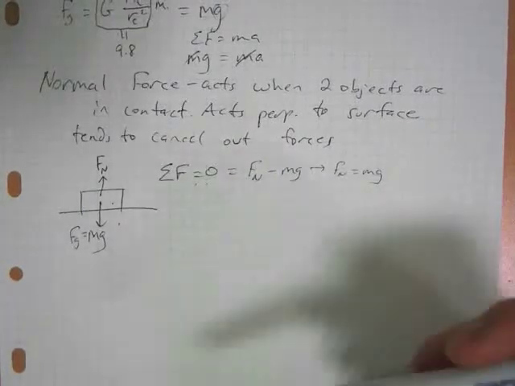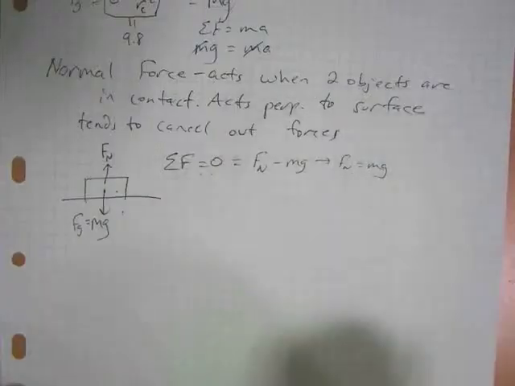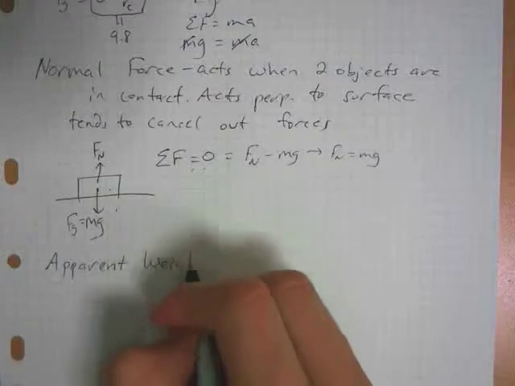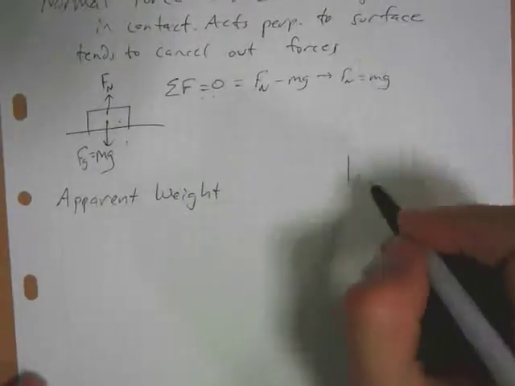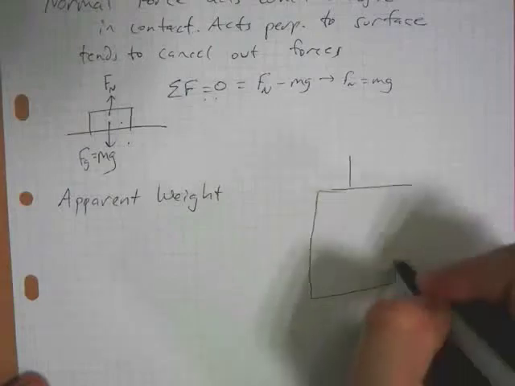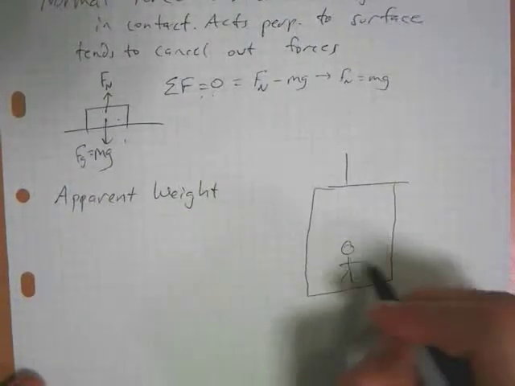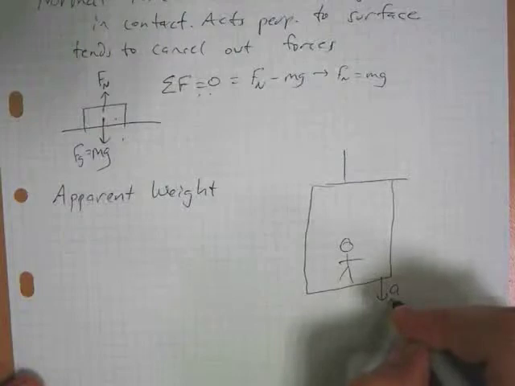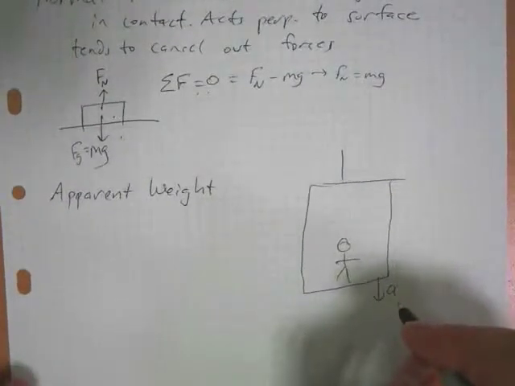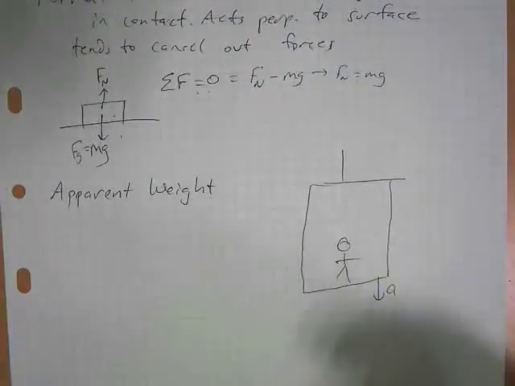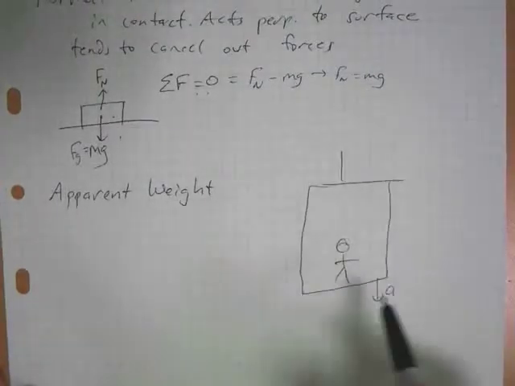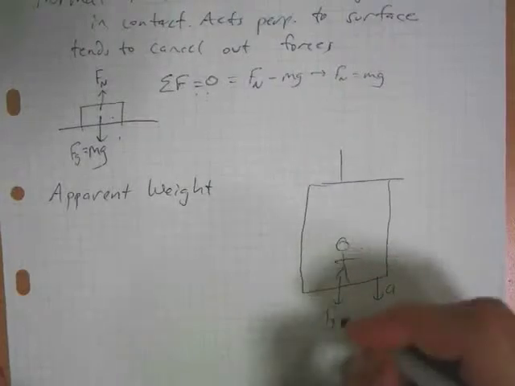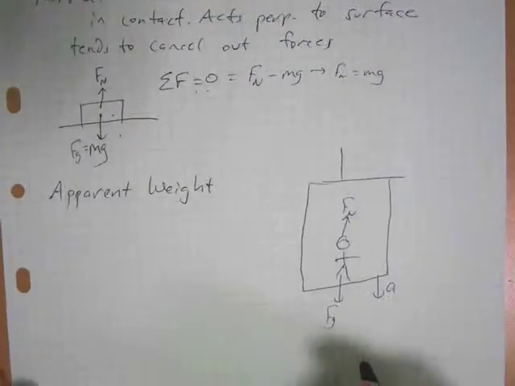Now this relationship between normal force and gravitational force results in an interesting phenomenon called apparent weight. Now, most of you, I think, have probably ridden an elevator, and you might notice that when the elevator starts going down, when the elevator is accelerating downward, you kind of feel weightless or lighter for a second. And that's related to this phenomenon of apparent weight. So when the elevator is accelerating downward, the forces acting on you are the gravitational force and the normal force from the floor of the elevator.